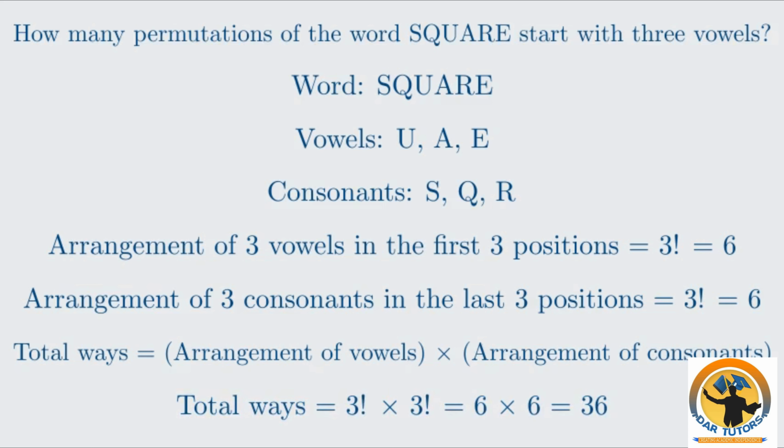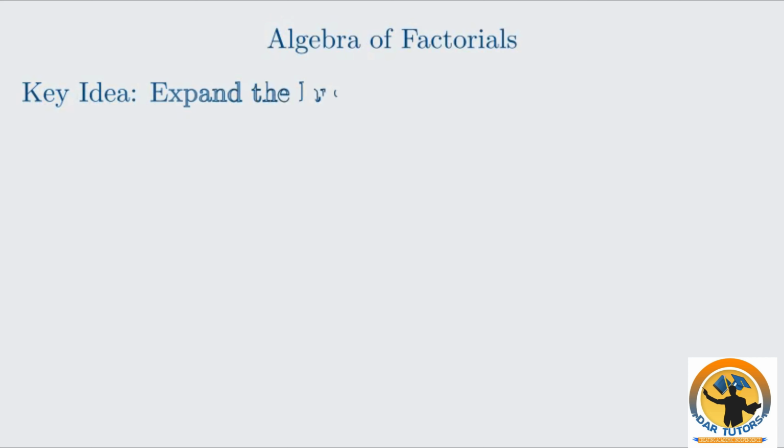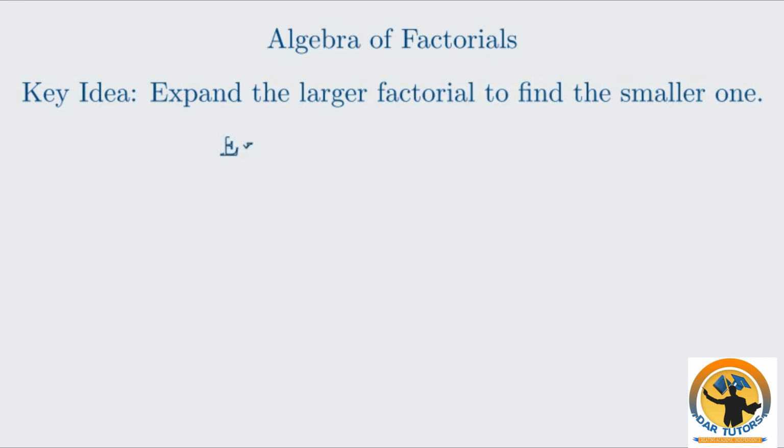As we've seen, factorials can get very large. To solve more complicated problems, we often need to simplify expressions involving factorials. This is called the algebra of factorials. The key idea is to use the definition of a factorial to expand the larger one until it contains the smaller one. For example, 9 factorial is 9 times 8 times 7 times 6 factorial.